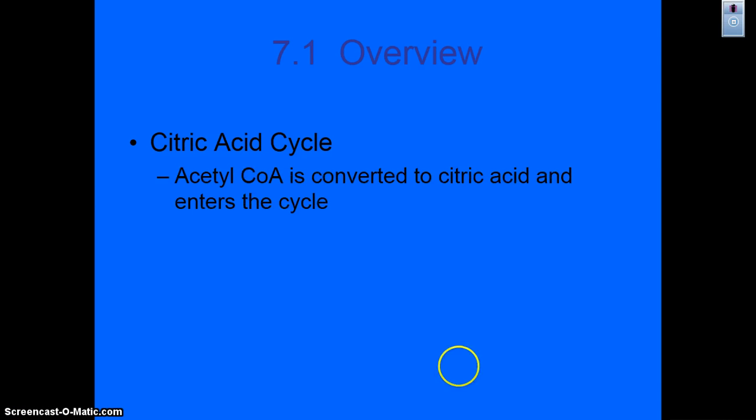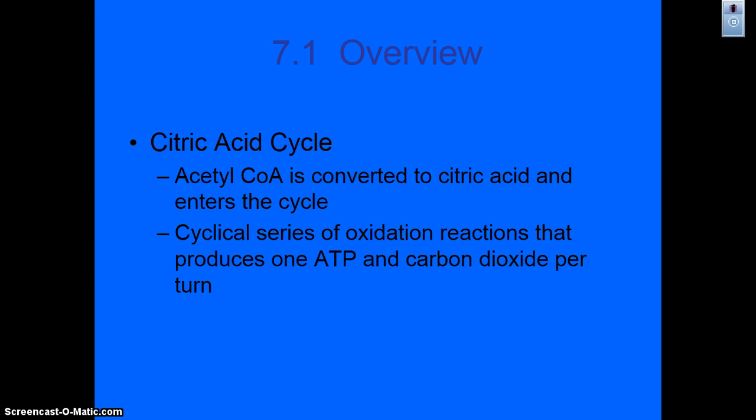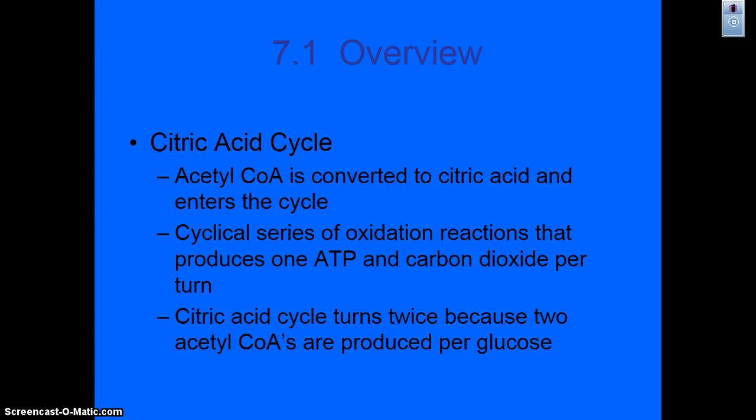The citric acid cycle, in brief, happens by acetyl-CoA being converted to citric acid, and it goes into the cycle. This is a cyclical series of oxidation reduction reactions that produce 1 ATP and carbon dioxide per every turn of the cycle. The citric acid cycle is going to turn twice because 2 acetyl-CoAs are produced per glucose molecule.